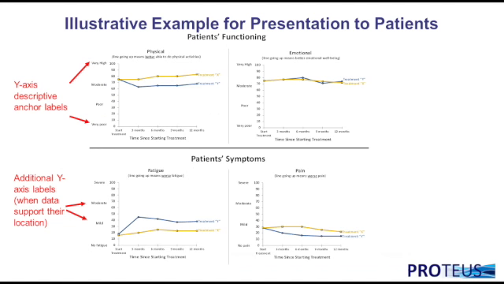Here again is the illustrative example for displaying data for patients, highlighting the descriptive labels along the y-axis. As just mentioned, the labels along the y-axis should only be included when evidence supports where on the scoring continuum the labels should be placed. The consensus panel acknowledged that it would be easier to place the anchor labels, for example, none and severe, at the extremes of the continuum, and that it might be more difficult to place the middle labels, for example, mild and moderate.